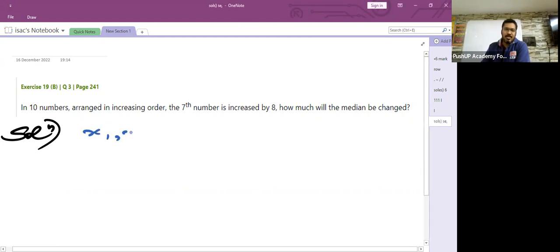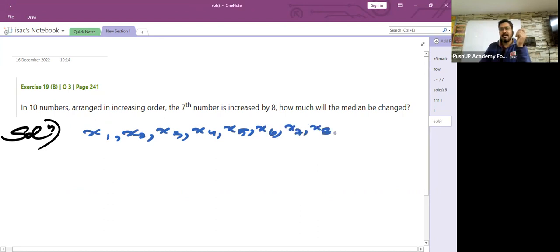Just to make you understand, children, I'll write those 10 numbers. X1, X2, X3, X4, then X5, X6, X7, X8, X9, and X10. All right. I'll write all the numbers here. Now, which is the 7th number? The 7th number is X7, isn't it? This is your 7th number.